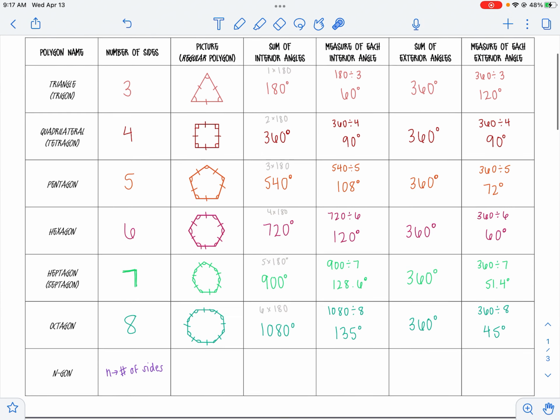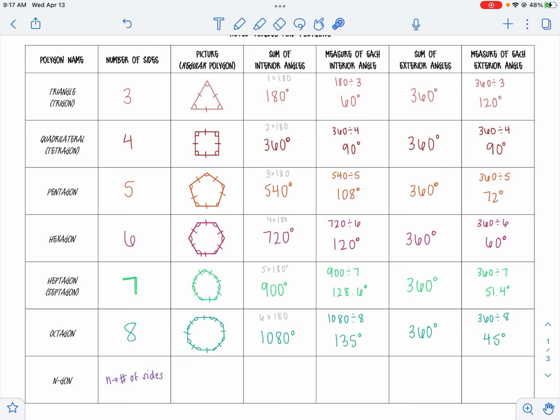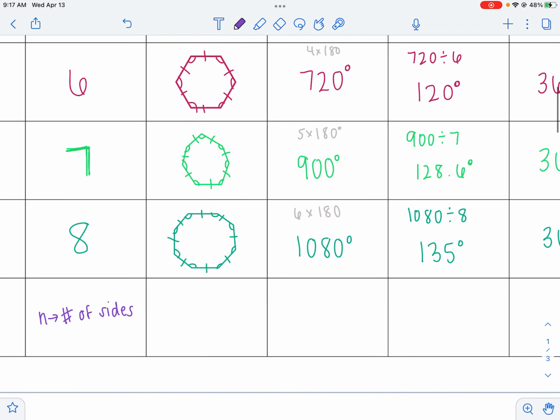So we can't really draw a picture of it, but if I go back and look at this, I had 3 sides, so I did 1 times 180. I had 4 sides, so I did 2 times 180. 5 sides, 3 times 180. Notice I went from 3 to 1, 4 to 2, 5 to 3, 6 to 4, and then I multiplied that by 180. So to find the sum of the interior angles, all I need to do is take the number of sides, subtract 2, and then multiply it by 180 degrees.